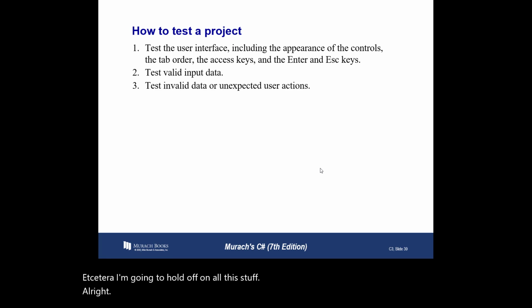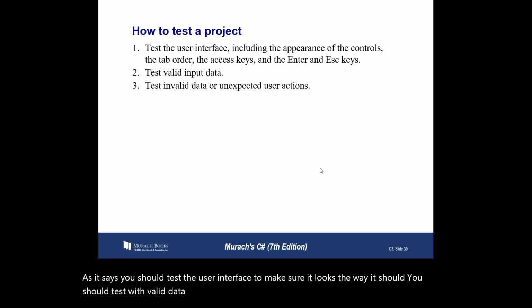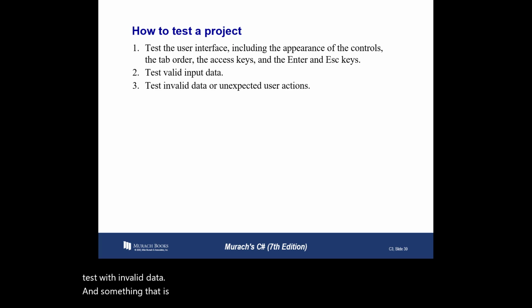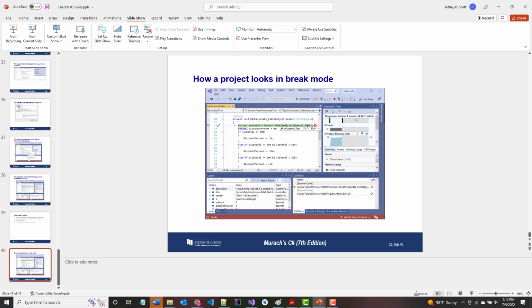How to test a project. As it says, you should test the user interface to make sure it looks the way it should. You should test with valid data to make sure the program reacts the way it should. You should test with invalid data and something that isn't expected to make sure that your program can handle it.